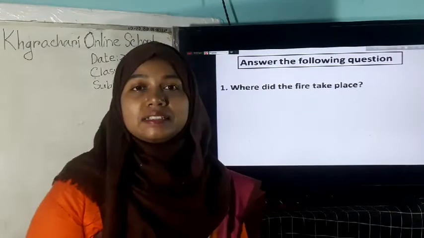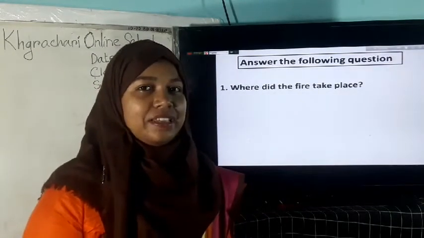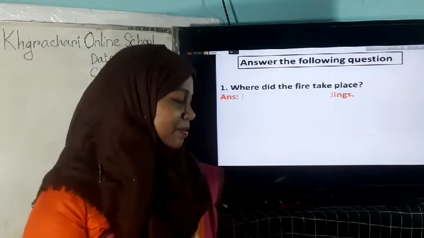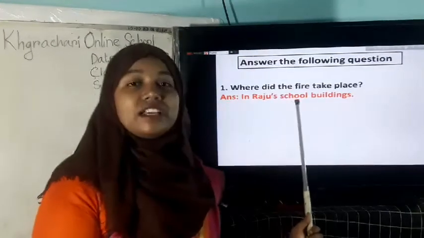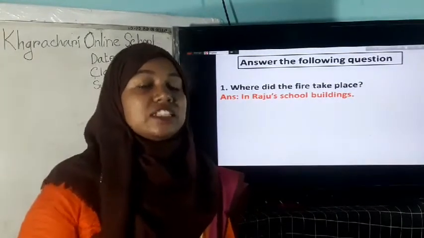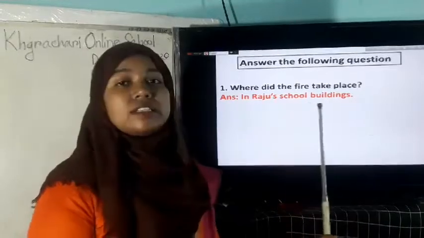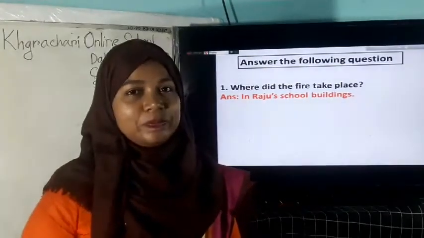Where did the fire take places? Can you answer me? I think you can answer me, and the answer is in Raju's school building. The fire take places in Raju's school building.